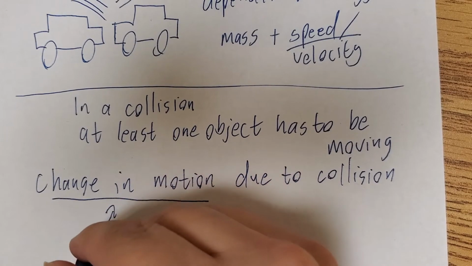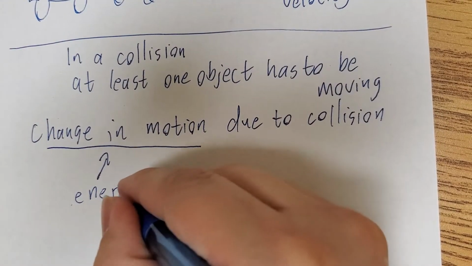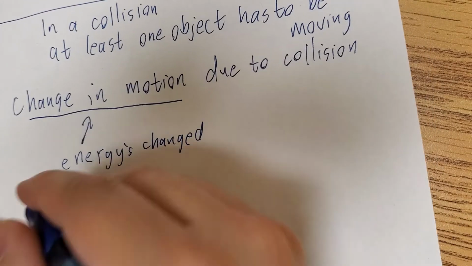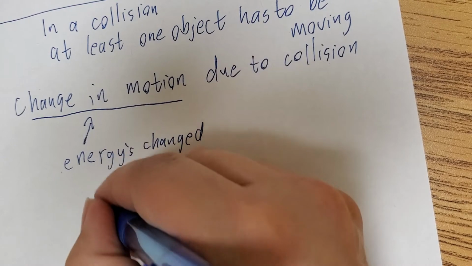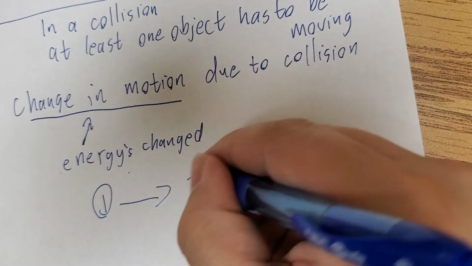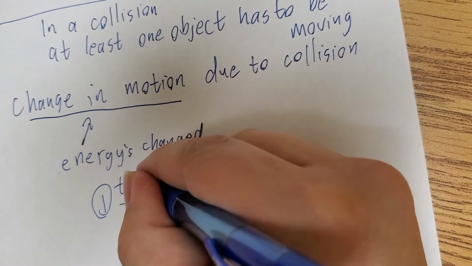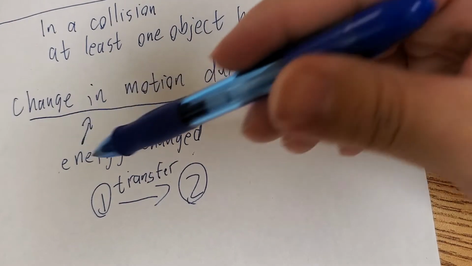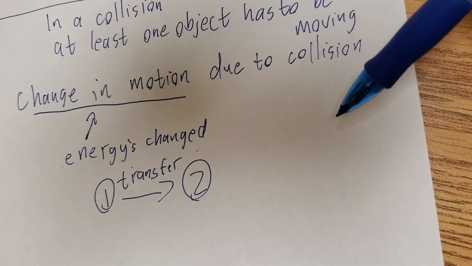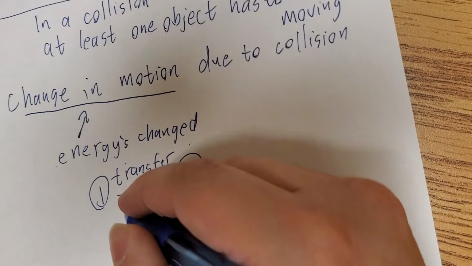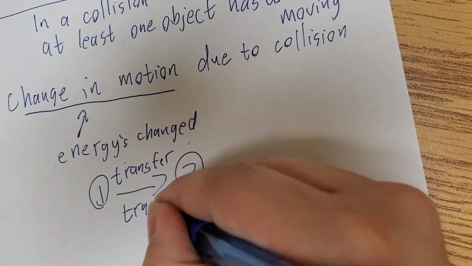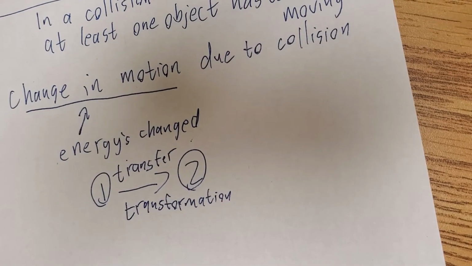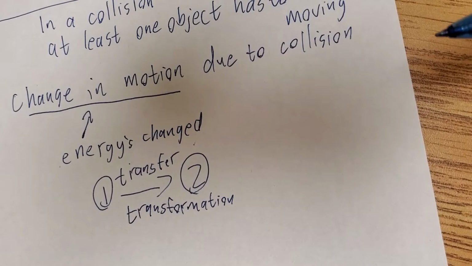Okay, so this also means energy's changed. And what do we mean by that? It could be that some of the energy went from 1 to 2 through transfer. Remember, transfer is when it's the same type of energy, so this would explain why when one car's moving and it hits another, then the second car starts moving. That's the transfer. But you could also have the transformation. And that would be the sound or the heat or thermal energy that comes off of this collision.